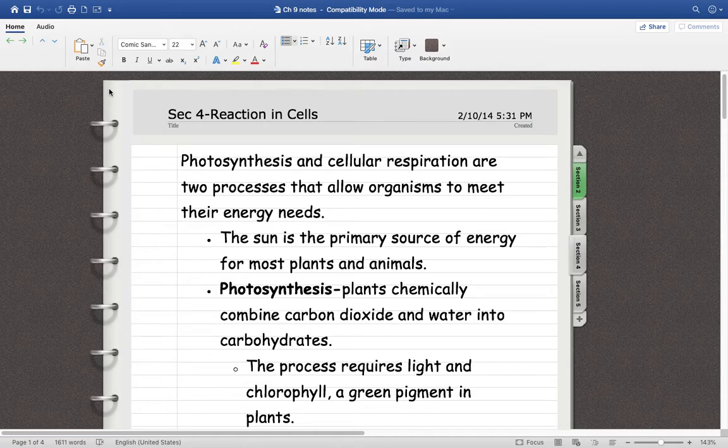So photosynthesis and cellular respiration are two processes that allow organisms to meet their energy needs. These two things, photosynthesis and cellular respiration, we spend about a month and a half on in biology, so this is super important. The sun is the primary source of energy for most plants and animals. The reason is because I eat plants, and plants are available because of the sun. So everything we eat or do, it all starts from the sun.